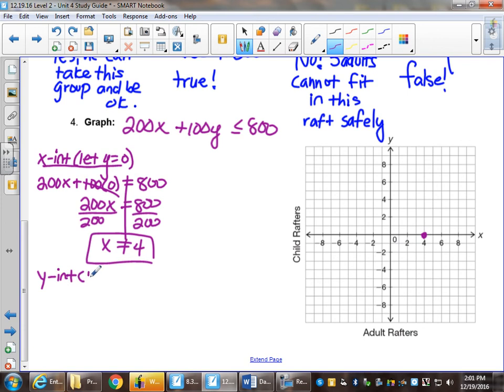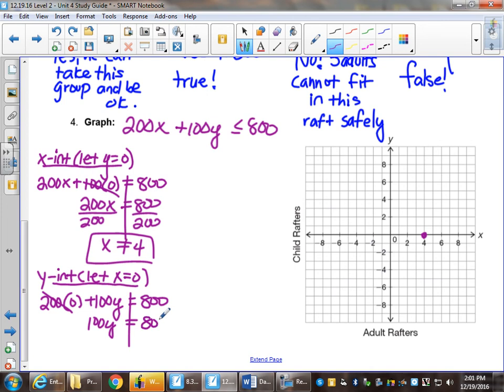Y-intercept, let x equal 0. The more you write these little titles, the more it will become second nature. So we have 200 times 0 plus 100y equals 800. That's gone. 100y equals 800. Divide by 100. y equals 8.